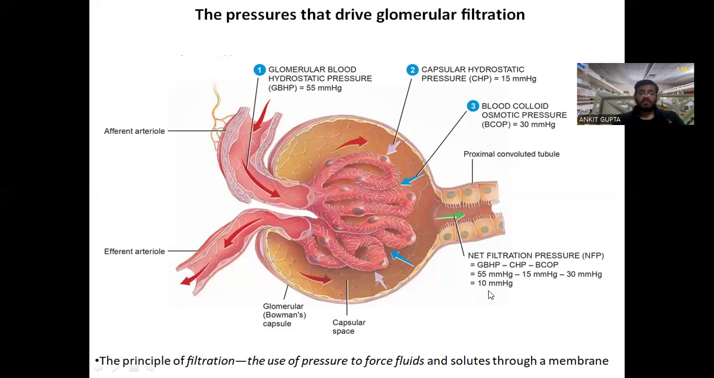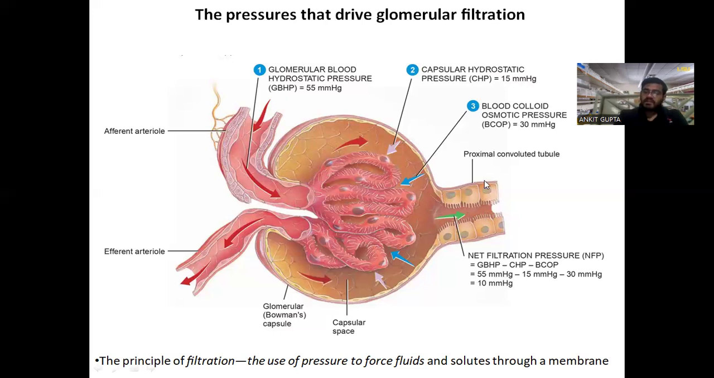And the principle of filtration is the use of pressure to force fluids and solutes through the membrane. So when the fluid gets accumulated in the Bowman's capsule, as we know, it is called glomerular filtrate. As it enters the renal tubule portion, it is called tubular filtrate.